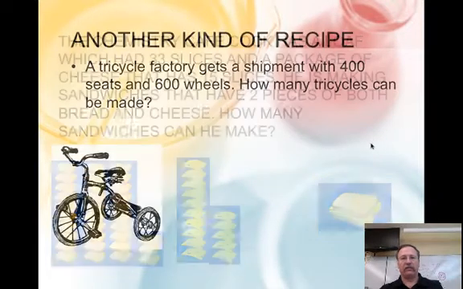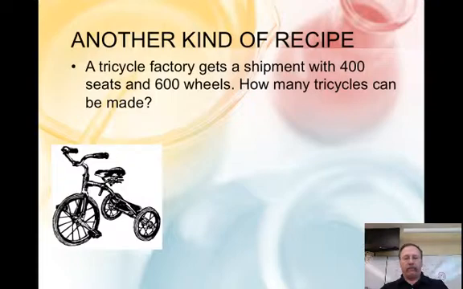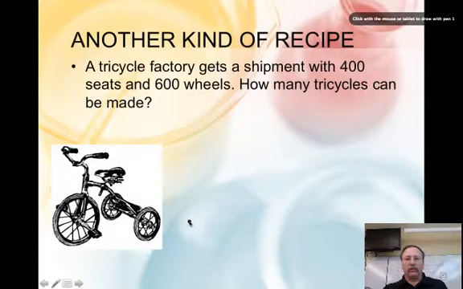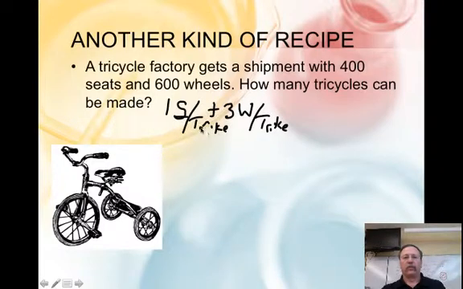All right, so let's move on to the next idea here. We have another kind of recipe, okay? We're going to be a tricycle factory. We're going to make tricycles, okay? We get a shipment of 400 seats and 600 wheels. How many tricycles can we make? All right, so I need 1 seat for a tricycle. And I need 3 wheels for a tricycle. Okay, so now I can make 400 tricycles with the seats I have, but can I make it with the number of wheels I have?